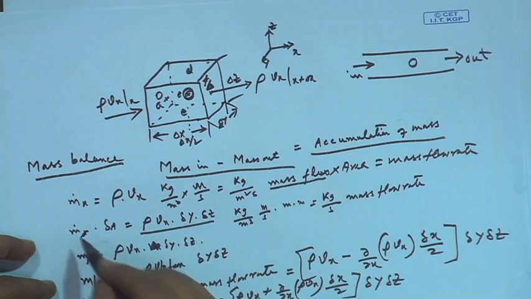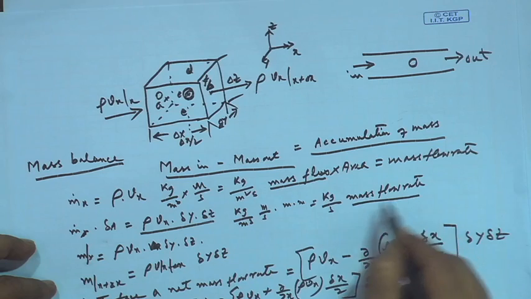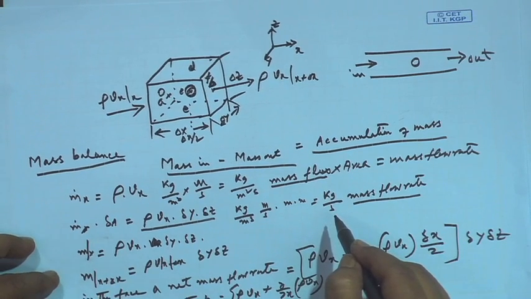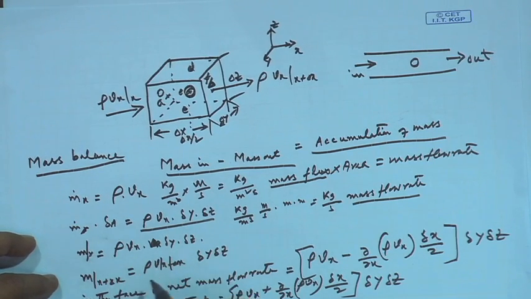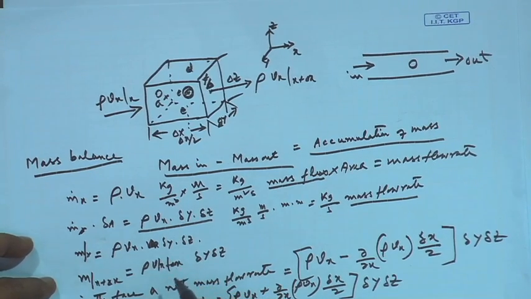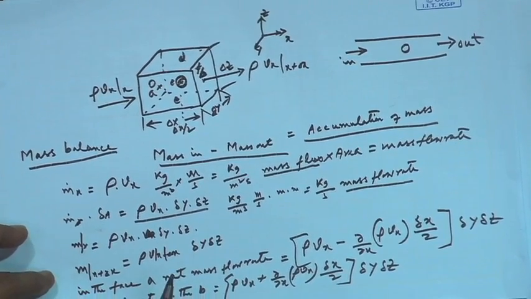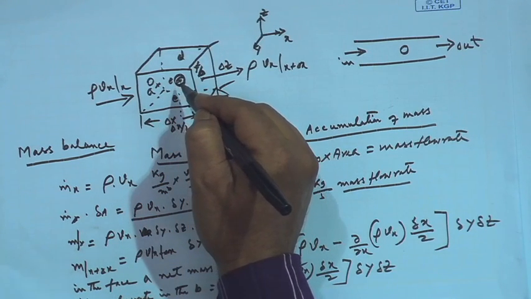So rho Vx, this is the mass flow rate. Now, that we have shown, this is in kg per meter second, right. So rho Vx del y del z is the mass flow rate. Now, similarly, we can also write what that is with respect to the face at x plus delta x. We said that was also rho Vx at x plus delta x. Now, how much is the quantity in that case?